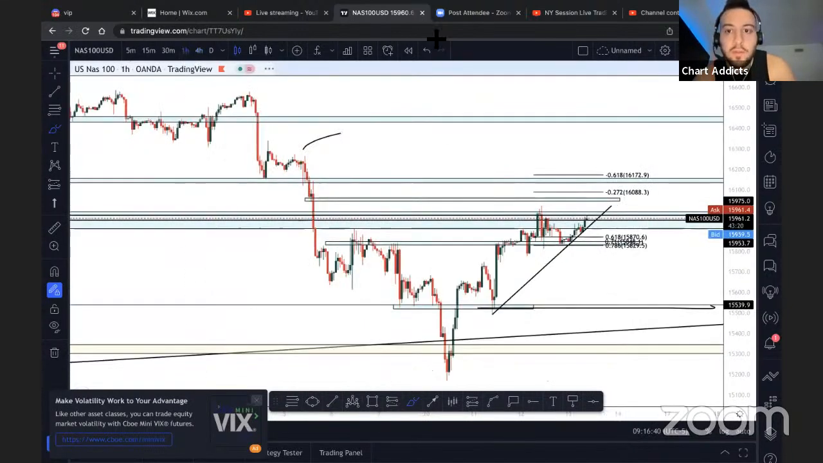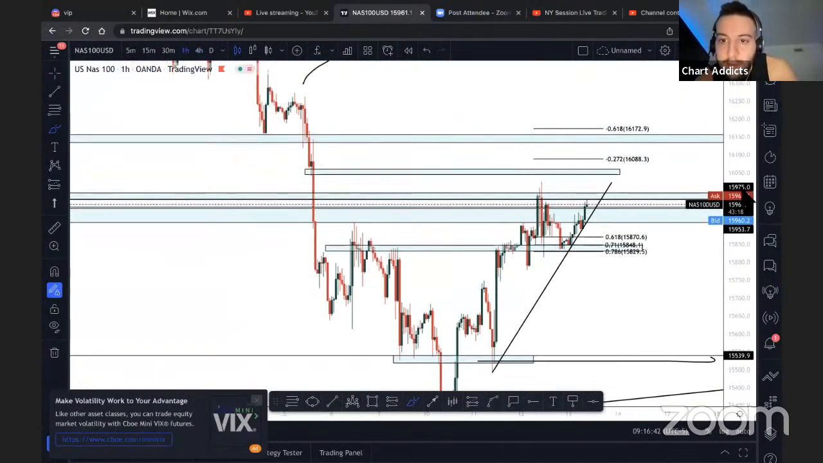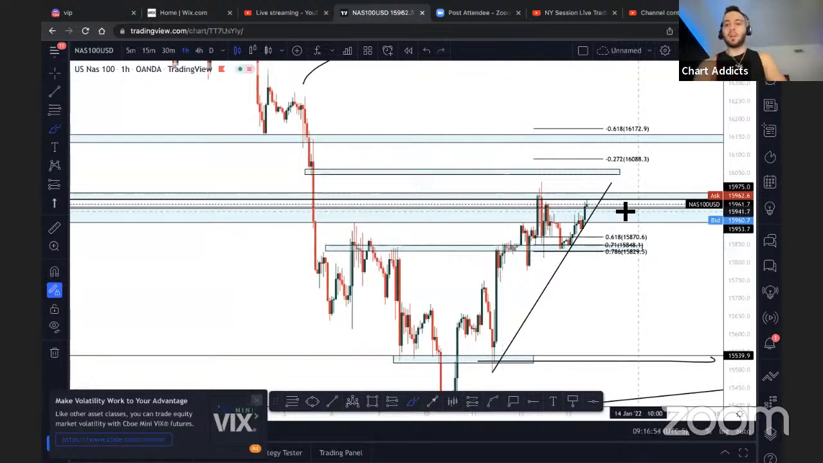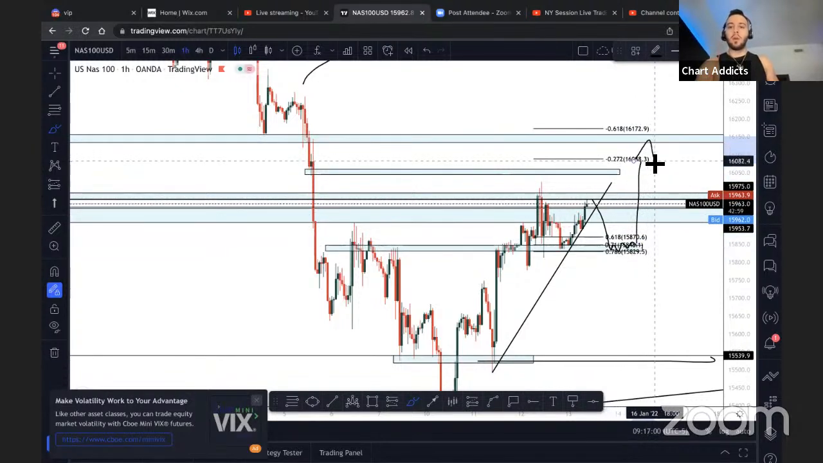On the smaller time frames, we have something a little bit more specific. We have this trend line here. We have these Fibonacci retracement levels here and a previous area of liquidity. Sell zone became a buy zone. And so if the market does sell off from here, we can catch it at one of these Fibonacci levels and take the market up.